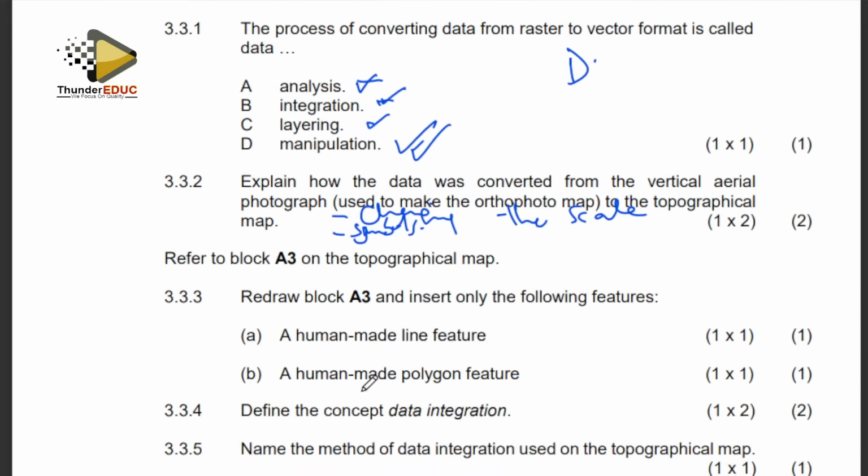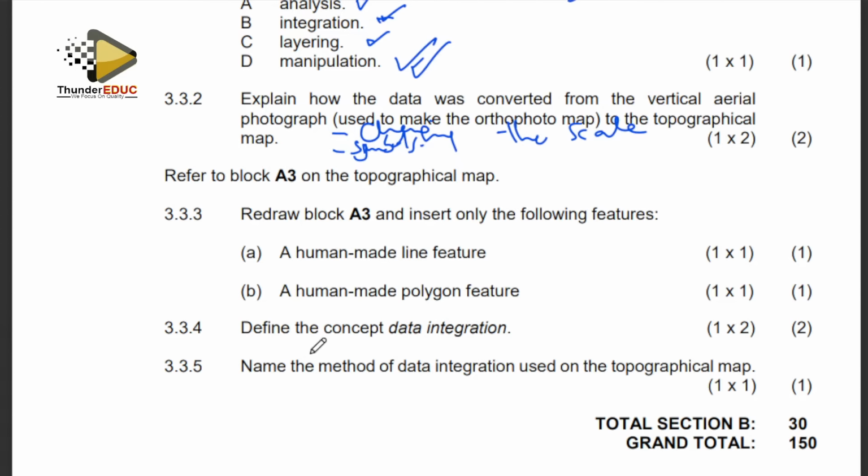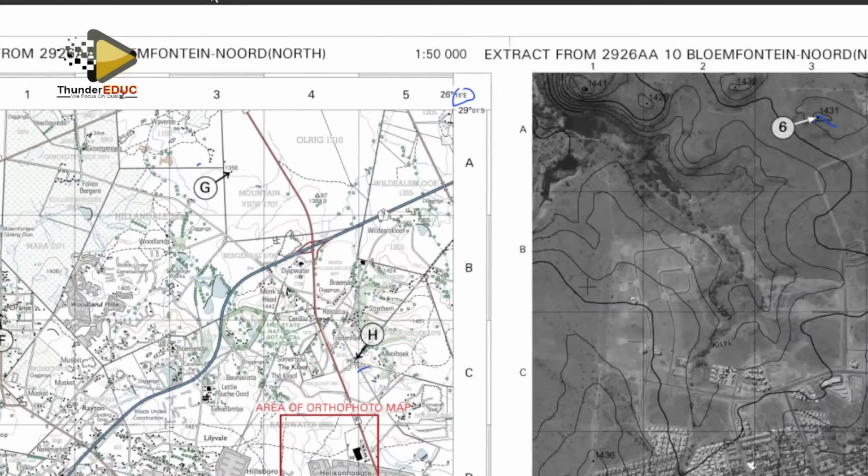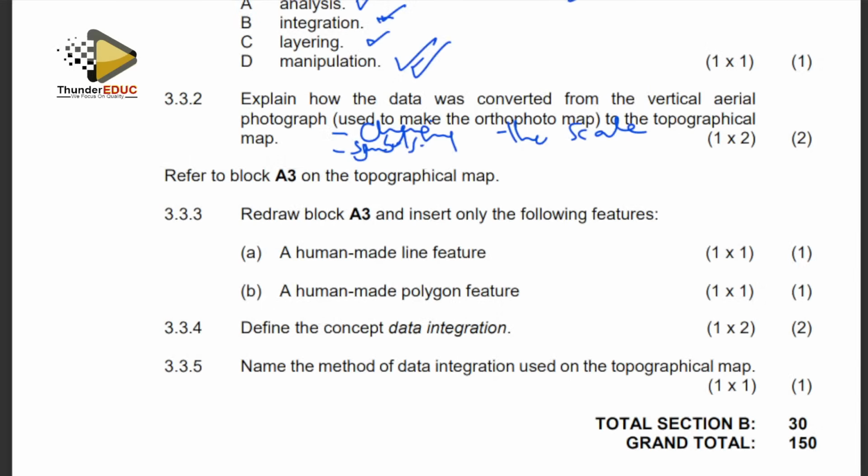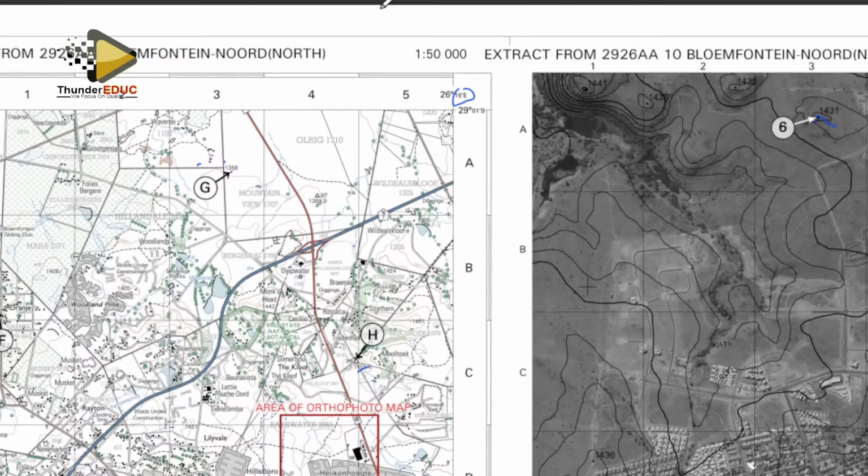All right, lastly, which is our last part, refer to A3 on the topographic map. We come to A3, A1, A2, A3. So we are referring to this section here. All right, let's look at the question. They say redraw the block A3 and insert only the following features. Human made line feature. Let us go to the map. The map is here, this section here.